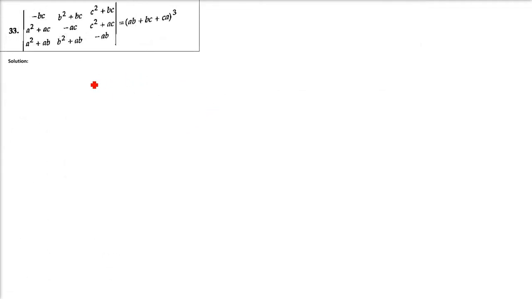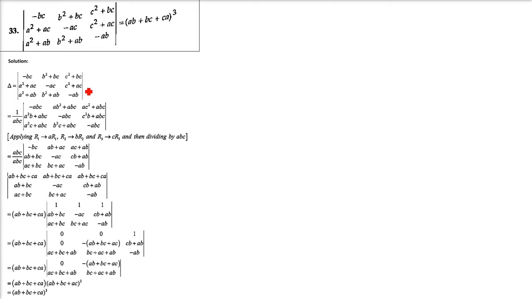On the right hand side, we have ab plus bc plus ca whole cube. So let us see what we can do to get this ab plus bc plus ca whole cube. First, see that in the first column, there is no a with minus bc. Similarly, no b with minus ac and no c with minus ab in the column. So let us multiply with abc and divide by abc.